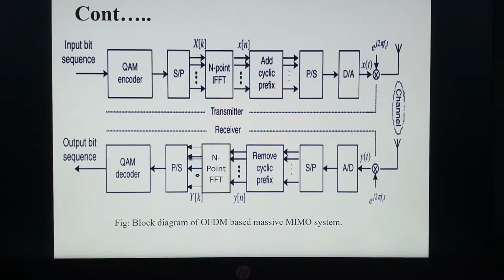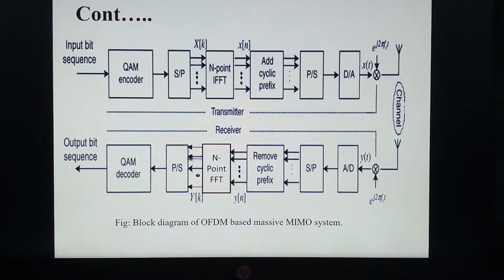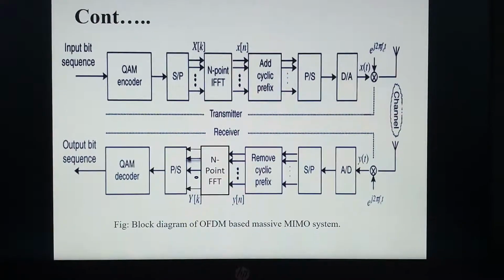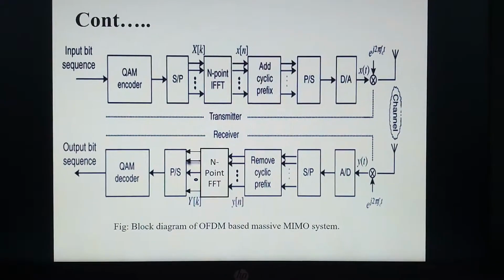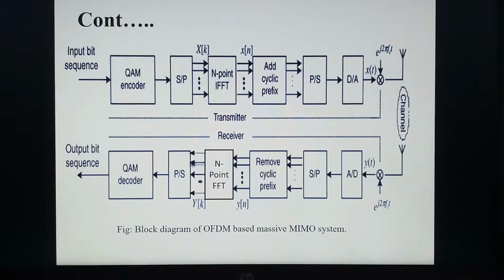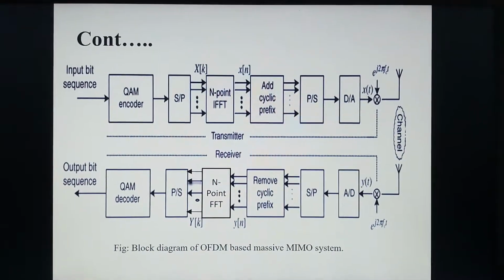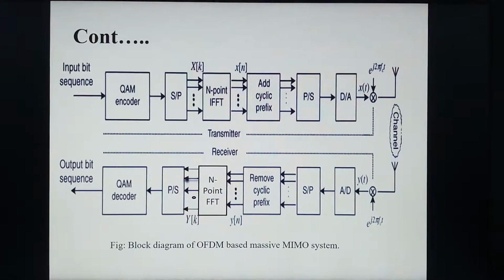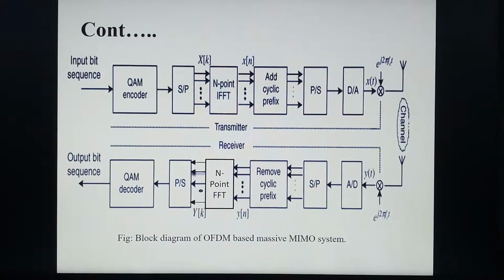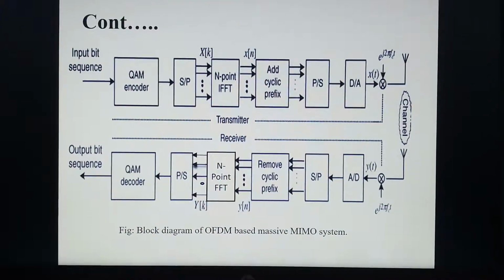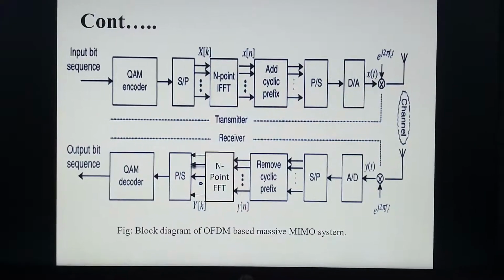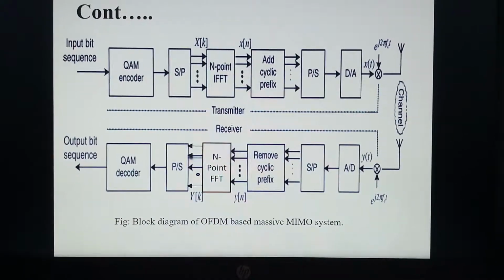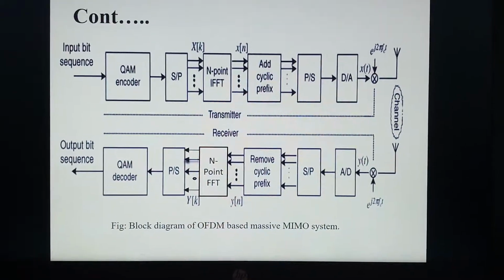from digital to analog. After that, at the receiver, we convert the signals from analog to digital and from serial to parallel. And we remove the cyclic prefix. Why? Because the cyclic prefix occupies some bandwidth, and we have to remove that unwanted bandwidth. So we remove the cyclic prefix and convert the signals from the time domain to the frequency domain. For that, we use the FFT, convert the signals from serial to parallel, and decode the signals. So this is the major OFDM block diagram.